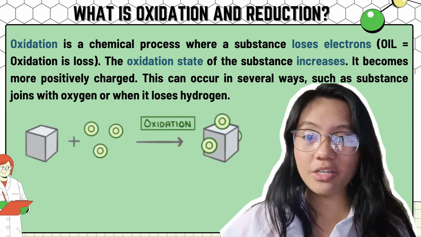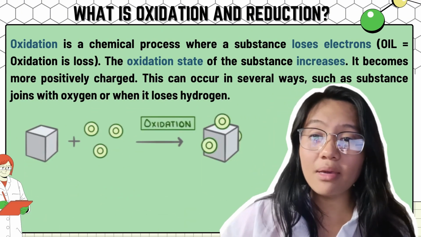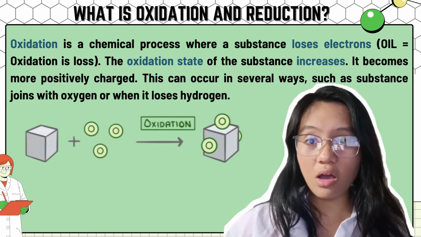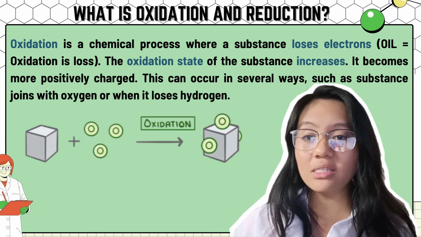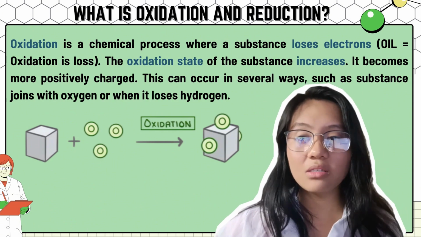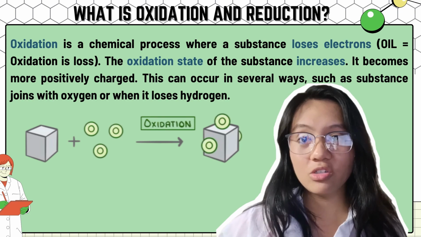First up, oxidation. What happens here? Oxidation is a chemical process where a substance loses electrons. OIL, or oxidation is loss. The oxidation state of a substance increases. It becomes more positively charged, and this can occur in several ways, such as when a substance joins with oxygen or when it loses a hydrogen.